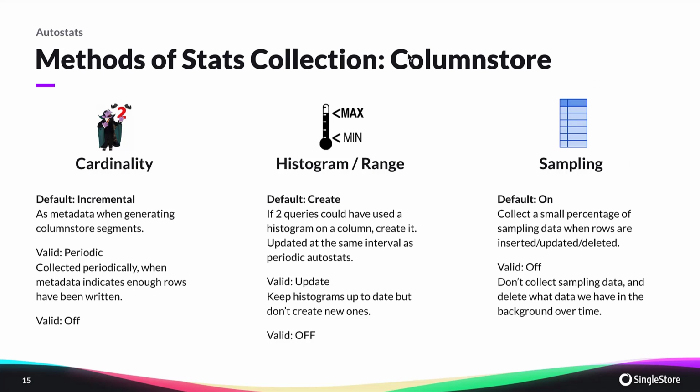But specifically, different types of tables have different default values. So for column store tables, as you can expect, incremental stats are designed for column store segments. So that's the default here. But if you prefer, you can set it to periodic instead. The default for histograms is that we're going to create those automatically if we see that they would be useful. And for sampling stats, that is also set to on by default.